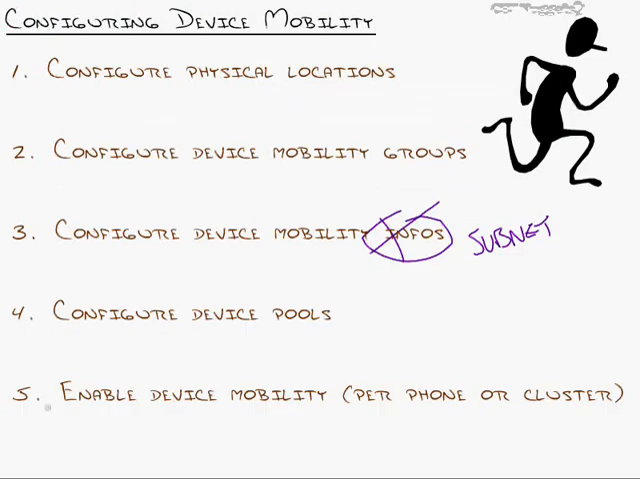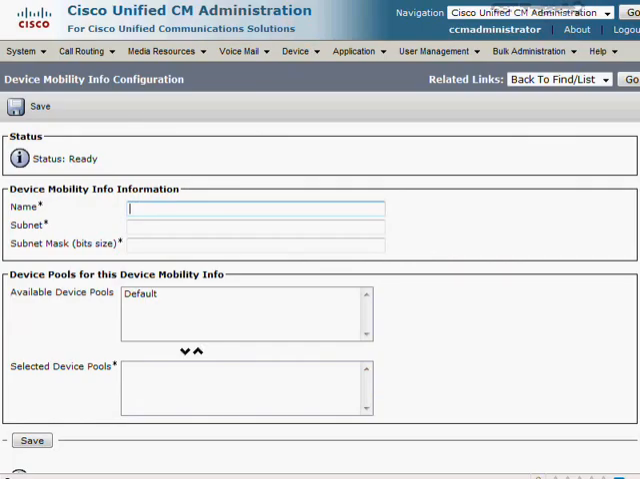Scratch that. Reverse the order. At this point of configuring device mobility, you already should have device pools for each one of those locations. So configure device pools is really update. It should say update your existing device pools. But in my case, I only have the default device pools. So let's go in there real quick.